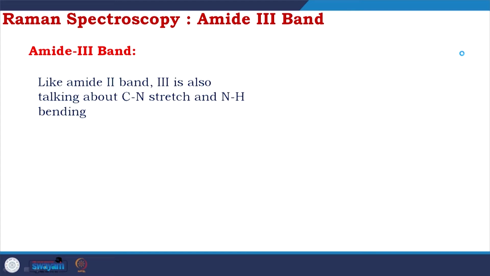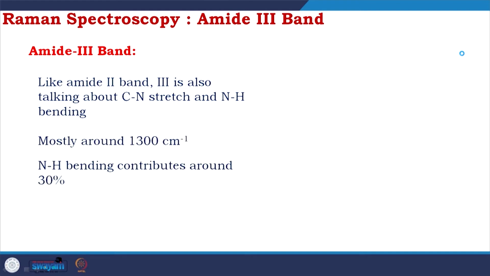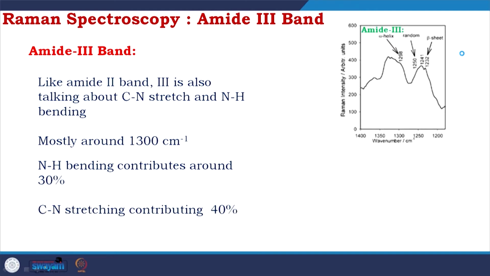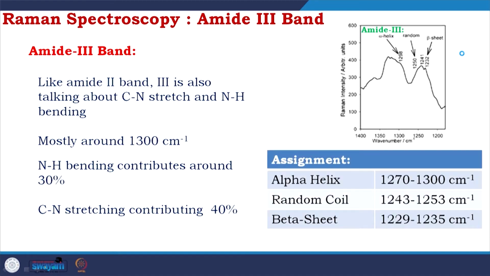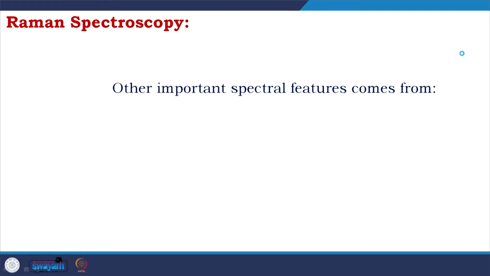Like the amide 2 band, amide 3 is also about CN stretch and NH bend, mostly around 1300 centimeter inverse. NH bending contributes around 30%, CN stretching contributing 40%. So, you will see that alpha helix mostly has 1270 to 1300 centimeter inverse, random coil 1243 to 1253, beta sheets 1229 to 1235. So, that is why it is also helping in assignment.